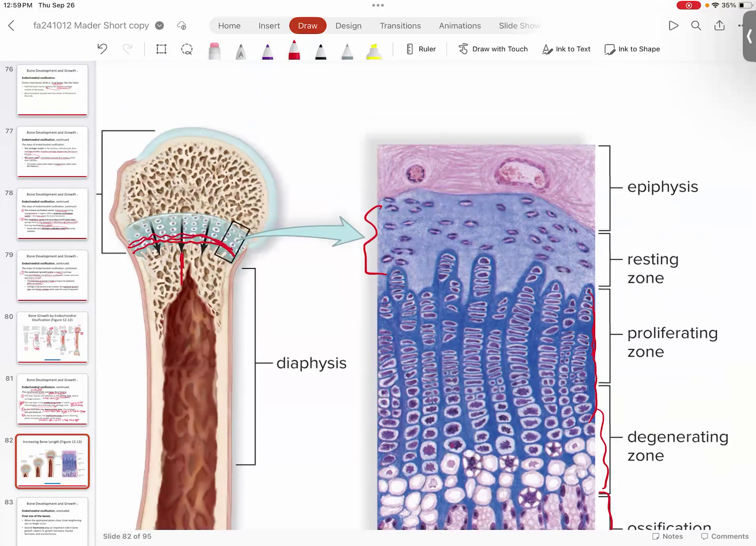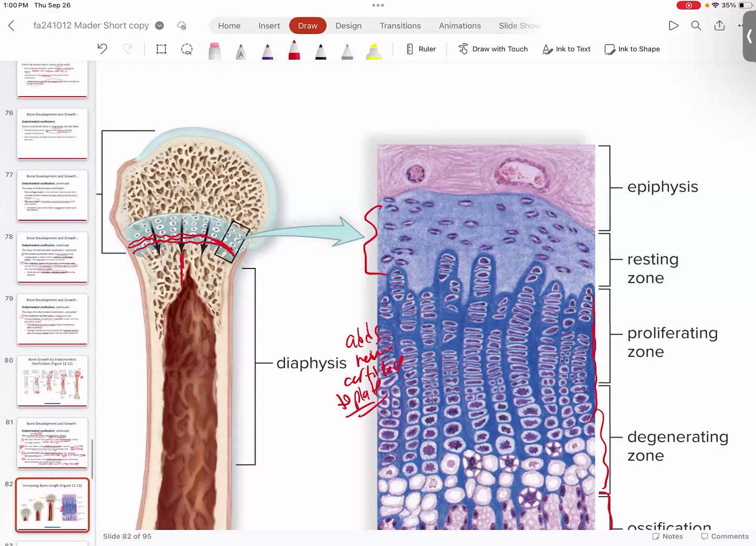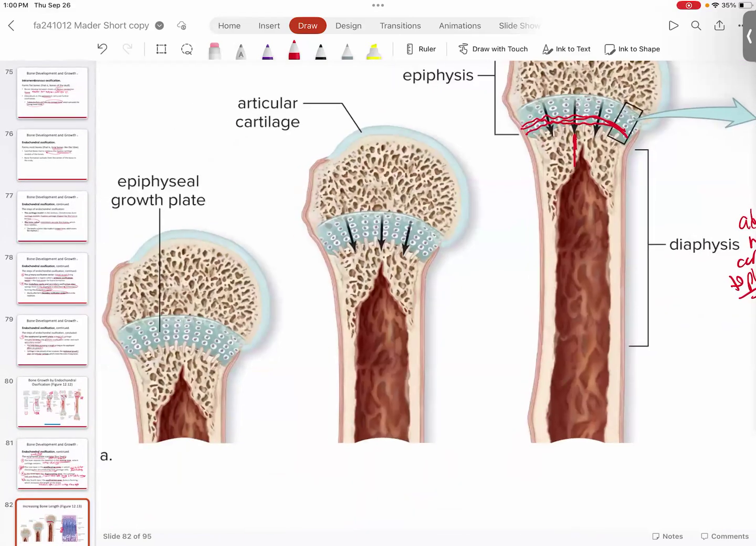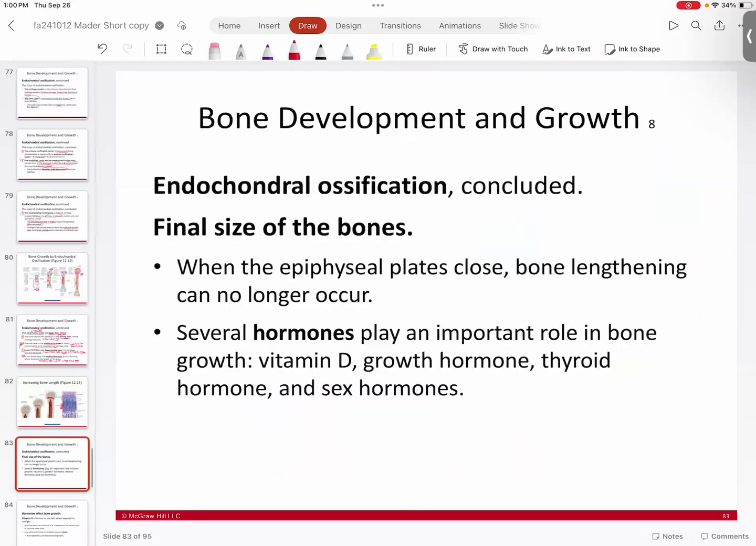But your proliferating zone adds new cartilage to the plate. And this is how you grow. So as you continue to add new cells, you get a treadmill effect where you add multiple layers of bone as you grow out. However, you can't grow forever, because essentially your epiphyseal plate will close and then the bone will finish out and convert all of the cartilage to bone.